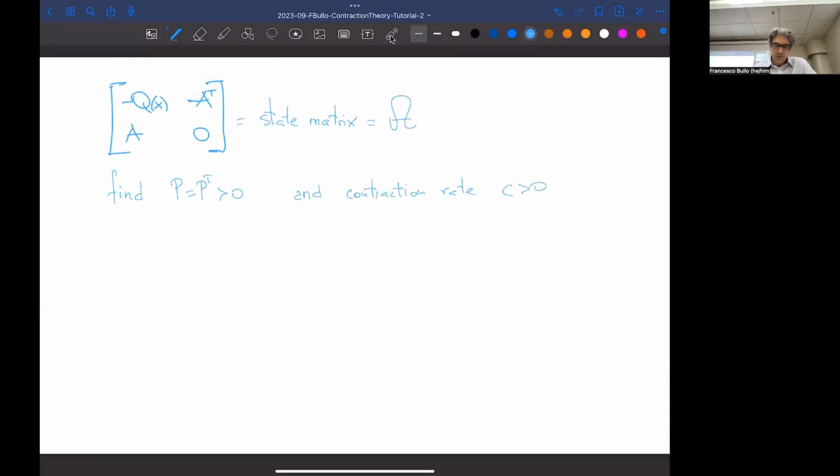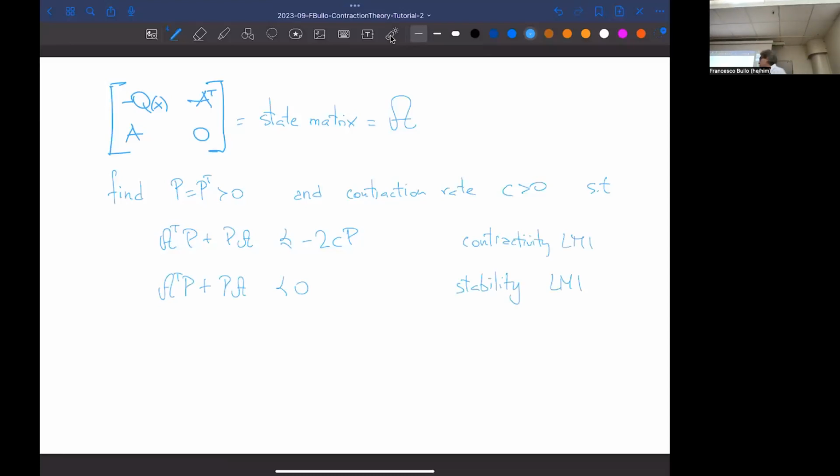C positive, such that you satisfy the contractivity LMI, which is A transpose P plus PA less than or equal to minus 2CP. Does that make sense? As we were discussing yesterday, when the right-hand side is 0 and you ask for strict negative definiteness, so if I were to have written A transpose P plus PA strictly less than 0, that would be the stability LMI. And I would call this the contractivity LMI with rate C.